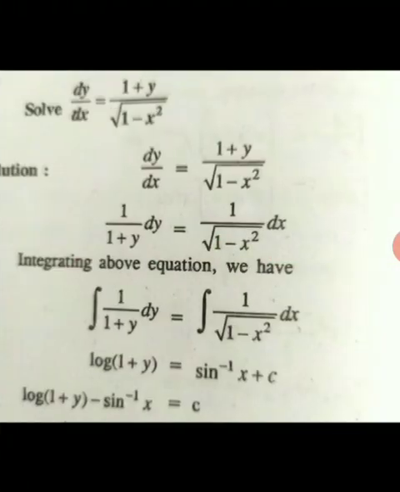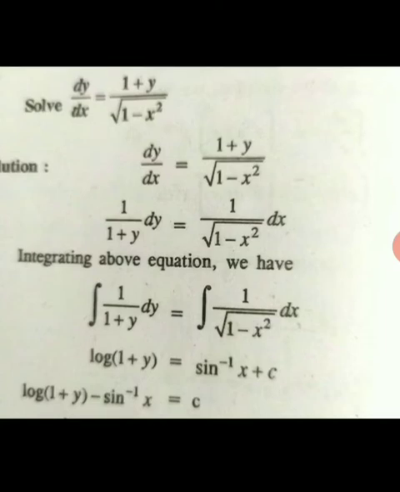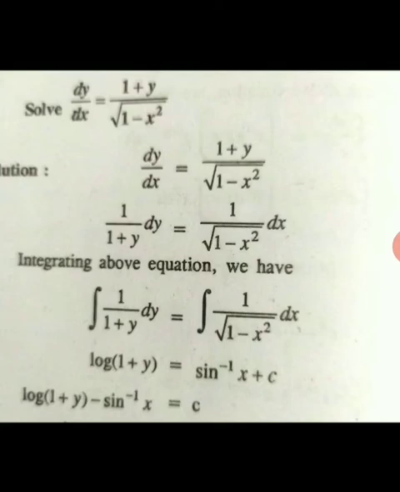Let's see. Solve dy by dx equals (1 plus y) divided by square root of (1 minus x square). See here, x is the independent variable, y is the dependent variable. This is in the form dy by dx equals f of x, y. So this is the differential equation of first order and first degree, in standard form. Then how to find the solution?